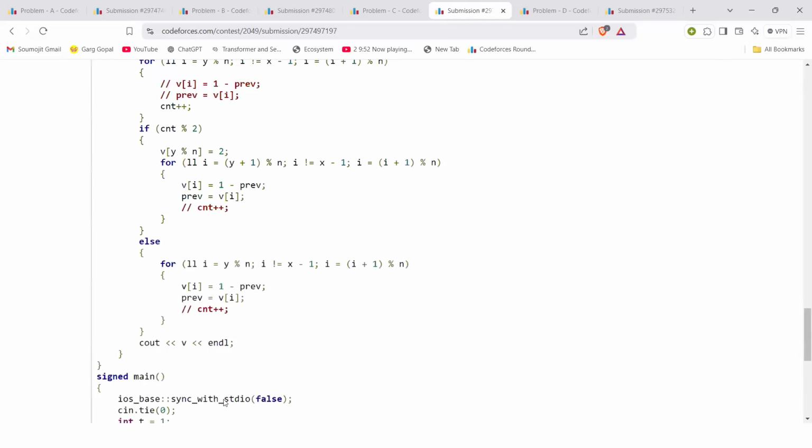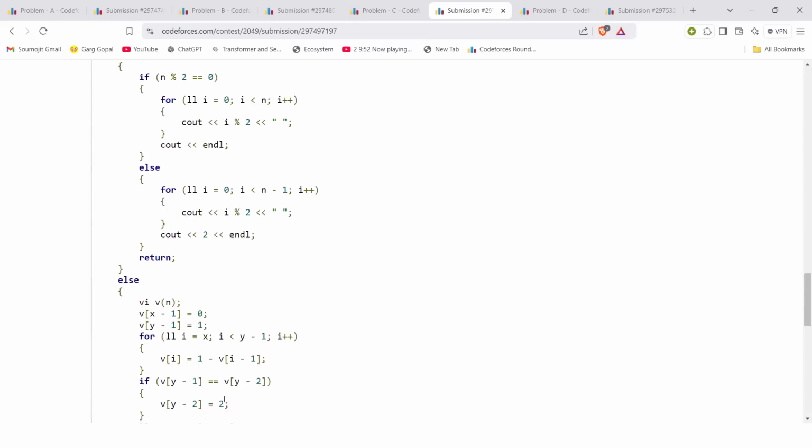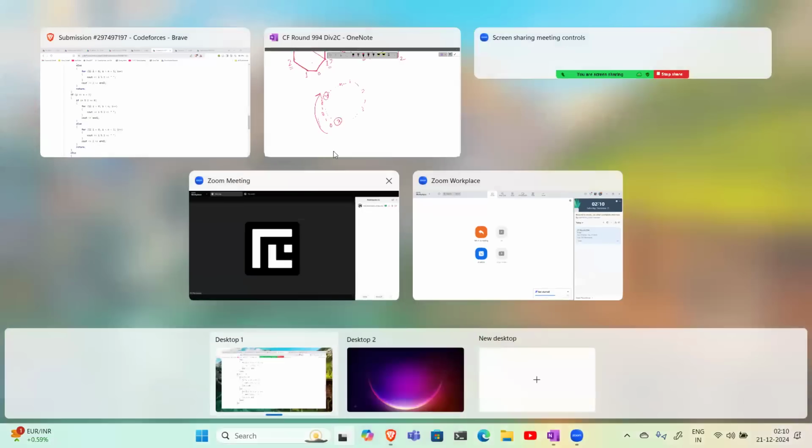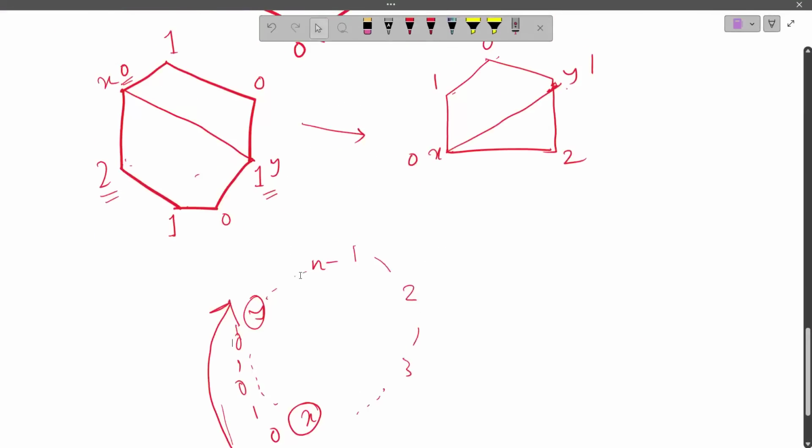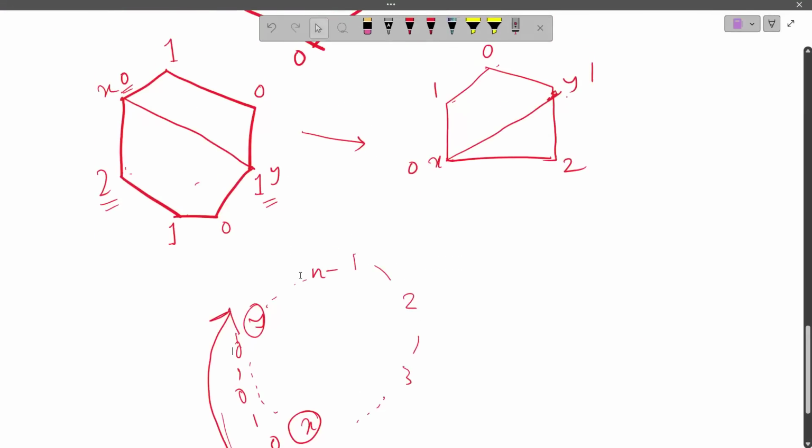So basically, the code may look a bit messy, but the idea is very simple. The idea uses just the fact that if you have an even length cycle, you can just mark them alternately 0 and 1 to satisfy all the conditions. And if you have an odd length cycle, then you have to mark one node as 2 and mark all the other nodes alternating in 0 and 1, and then it will satisfy all the conditions.